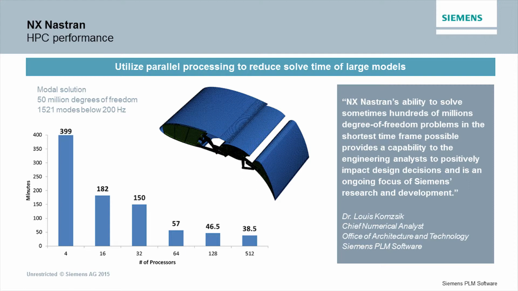NX Nastran solved for 1500 modes below 200 Hz. With just 4 CPUs, the solution required almost 400 minutes, which is more than 6.5 hours. But spreading the solution over 512 CPUs reduced the solution time to just 38.5 minutes, almost 10 times faster.